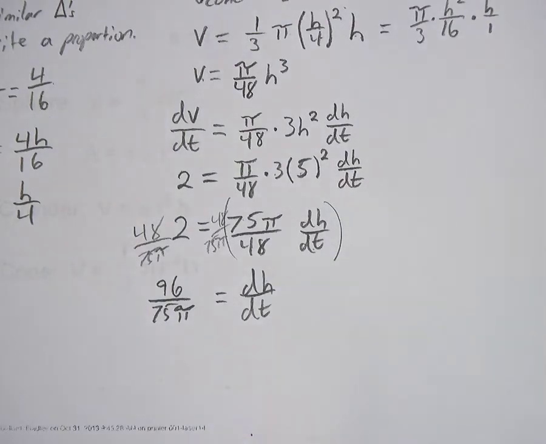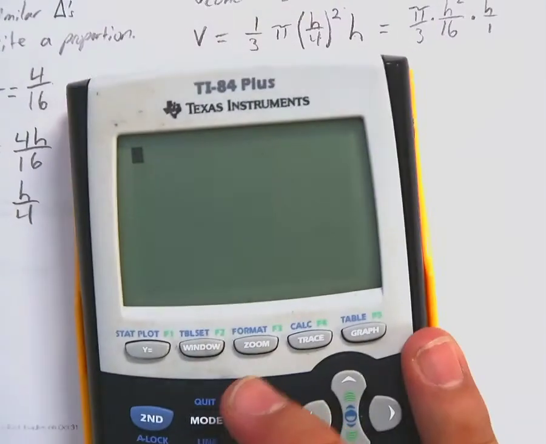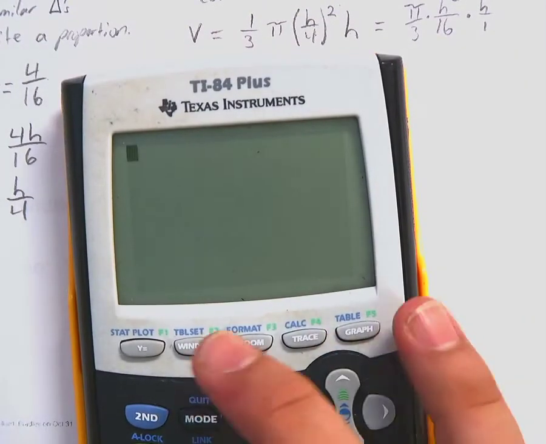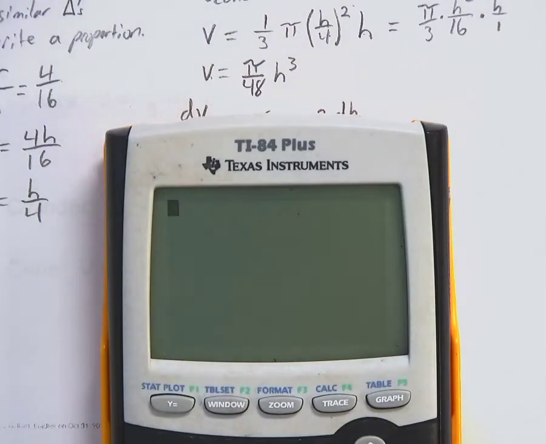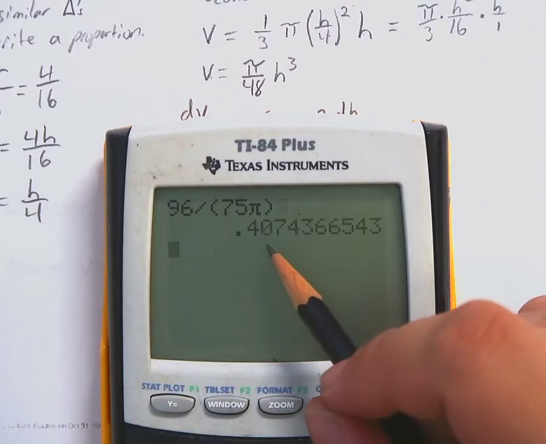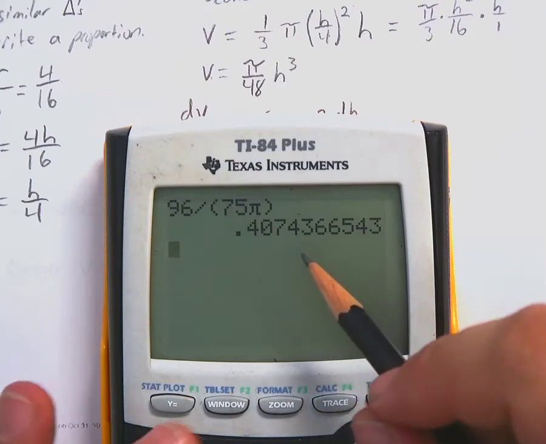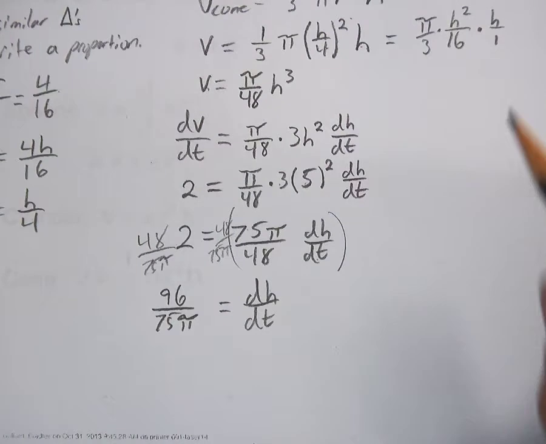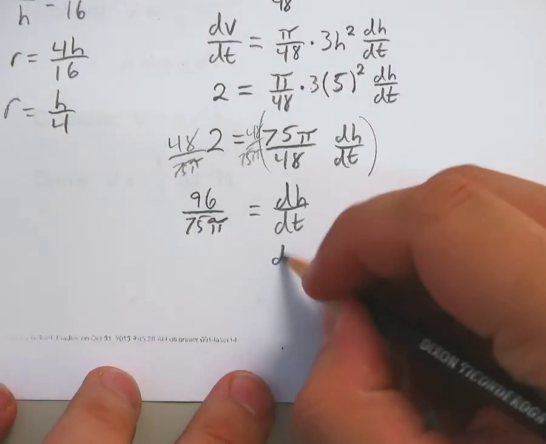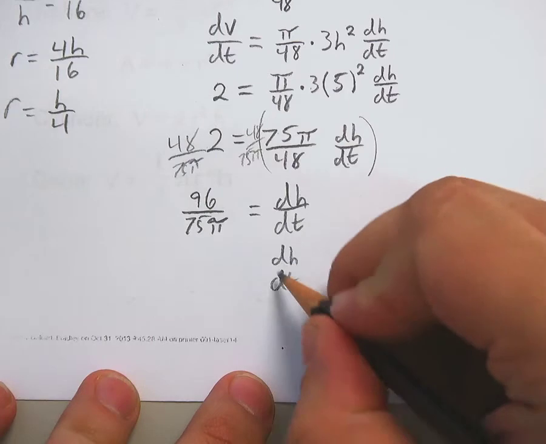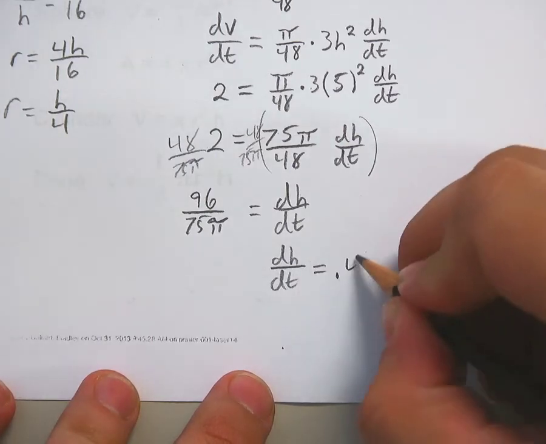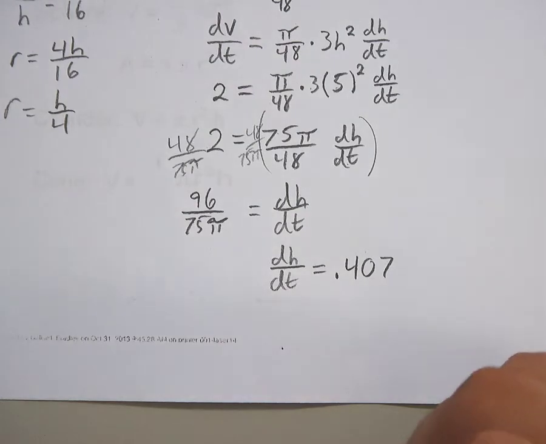I'm going to go ahead and grab a calculator though, just to clarify some of this stuff here. Turn that on, clear it out, just to make sure. We've got 96 over 75 pi. Open up some parentheses here. Make sure that my pi goes in the denominator like I want it to. 0.407. So what I've got then is dh dt is going to be equal to 0.407, and this is changing in meters per minute.